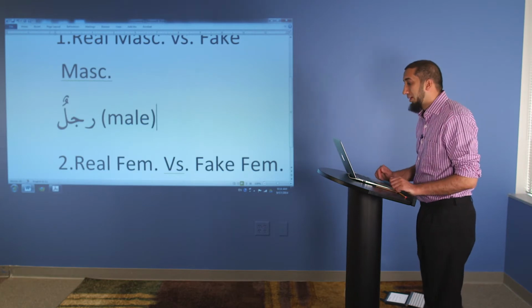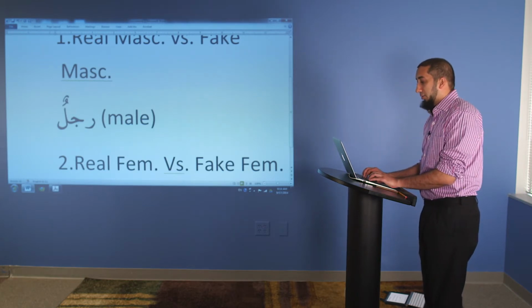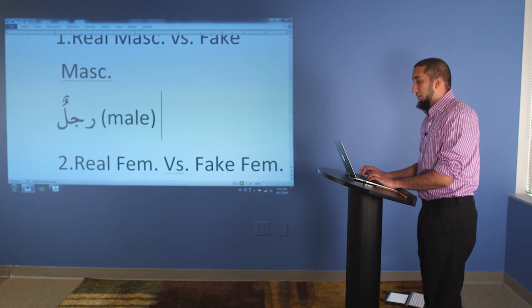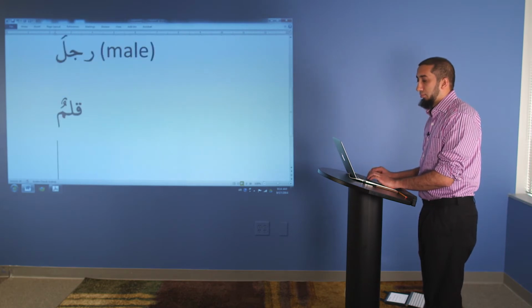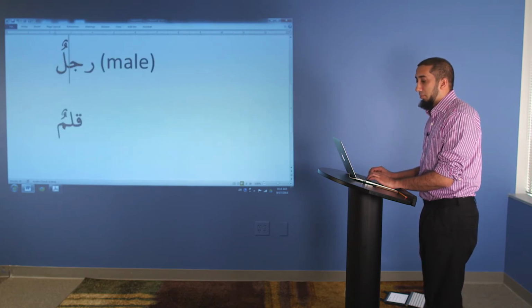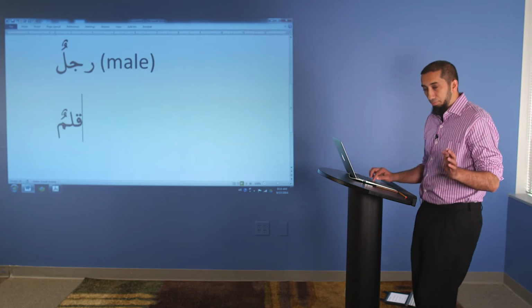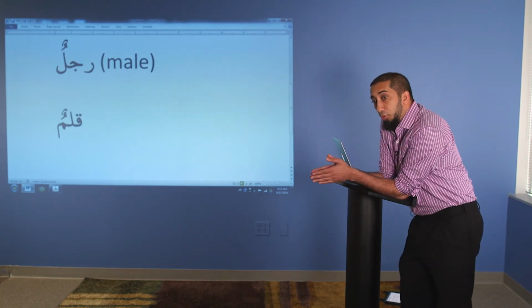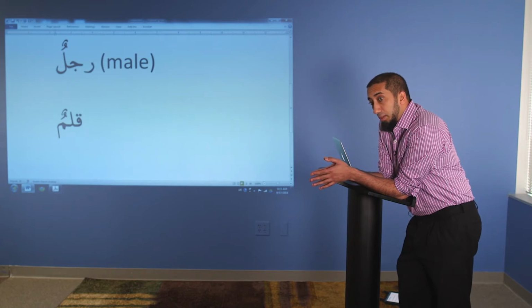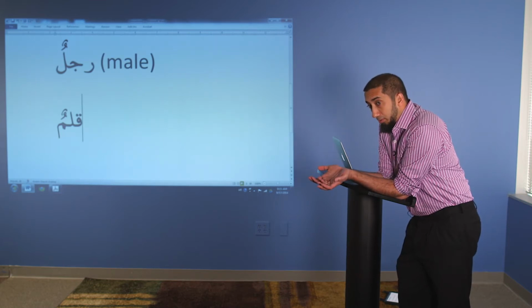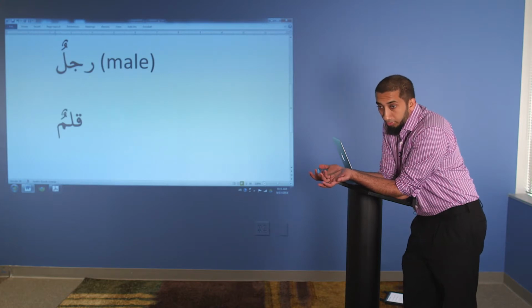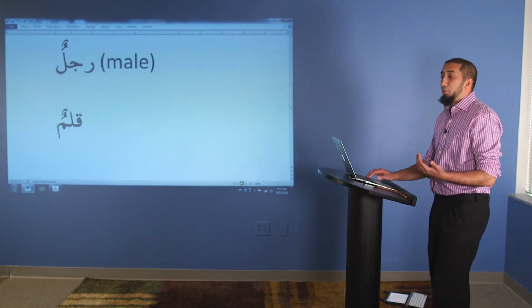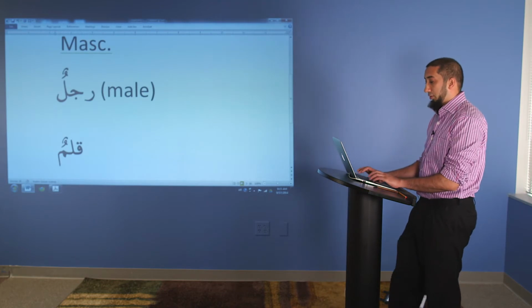Okay. But when I say, let's say, qalam, according to your previous knowledge, I would say that qalam is masculine because there's no sign of feminine. But it's not masculine because it's a male. It's masculine because there's no sign of feminine. So this is masculine. It's not male.